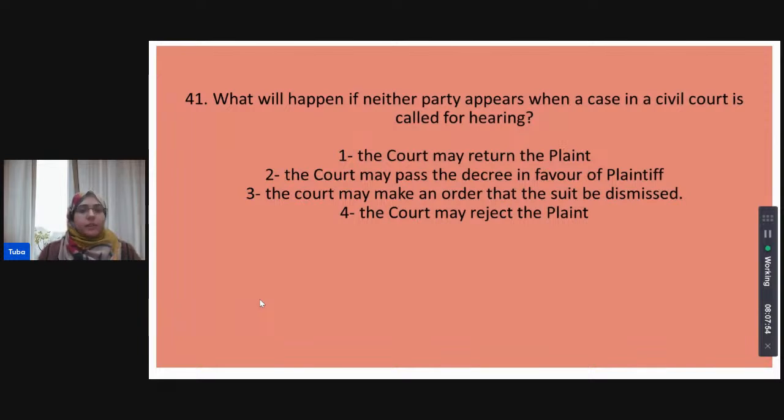What will happen if neither party appears when a case in a civil court is called for hearing? The court may return the plaint, the court may pass the decree in favor of the plaintiff, the court may make an order that the suit be dismissed, or the court may reject the plaint outright. So, what is the correct thing that will happen if neither party appears when the court is calling for the parties to appear and is hearing the case?